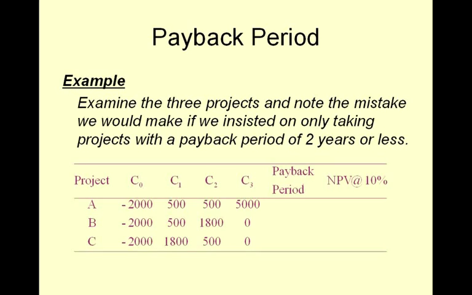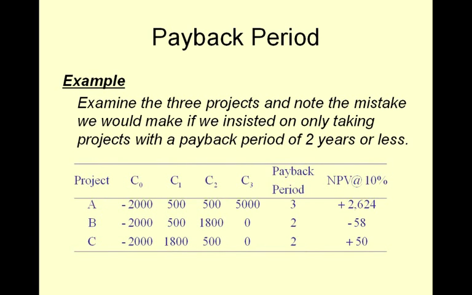Let's consider an example. We have 3 projects, and we want to see the problems that might arise if we use the payback period as our decision criterion. So each project requires an initial cash outlay of $2,000. One project generates $500 in each of the first 2 years and $5,000 in the third year. And you can see the time series of the cash flows for the other 2 projects. One is kind of loaded at the second year, and a third is loaded at the first year in terms of the cash flows.